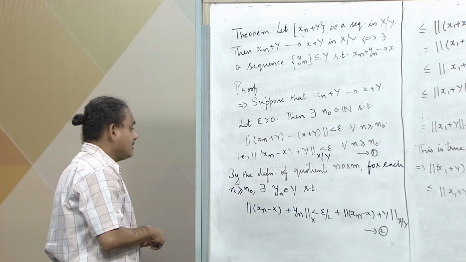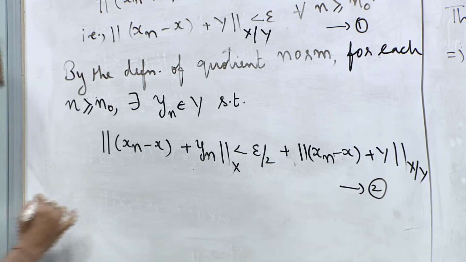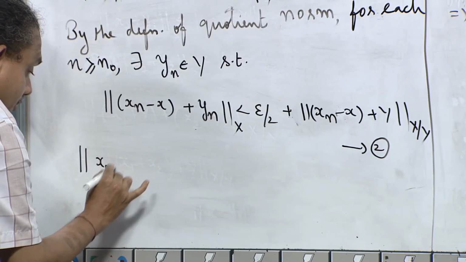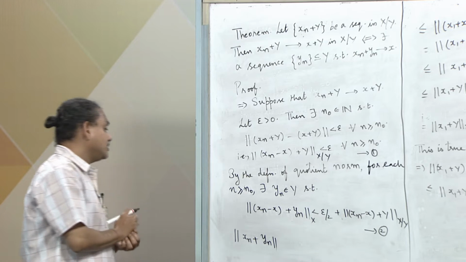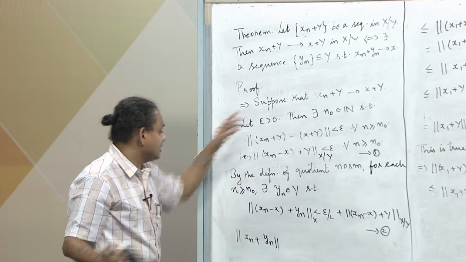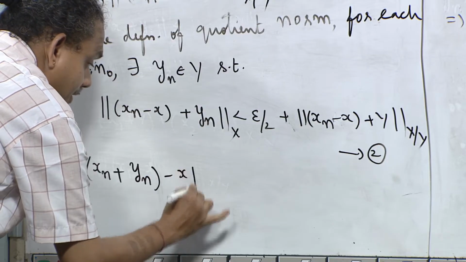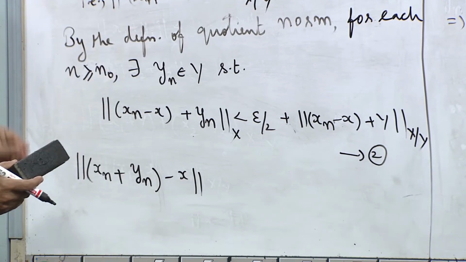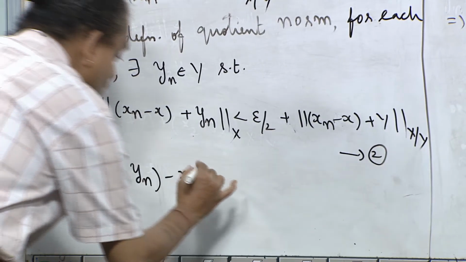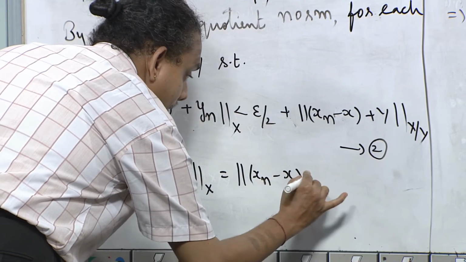So, now that we have got yn's, the only thing we will have to do is show that these are the yn's that we wanted, right. Now, norm of xn plus yn minus x, this is what we wanted. Yes. So, we will have to show that this converges to x. We have already started with an epsilon positive. Yes. So, we will have to show that this minus x is less than epsilon. Fine. So, now we are going to make use of 1 and 2. First, we will make use of this 2. This is norm of xn minus x plus yn.